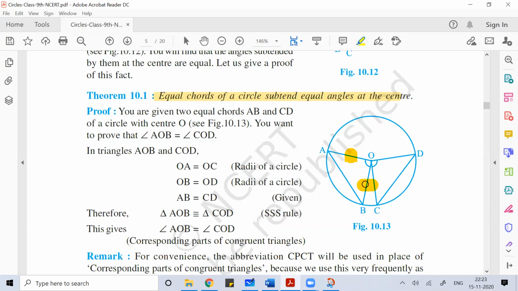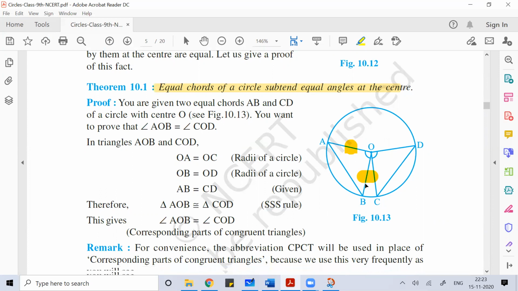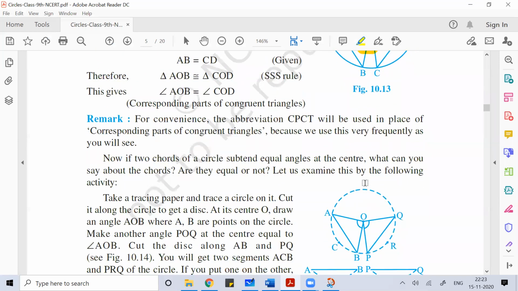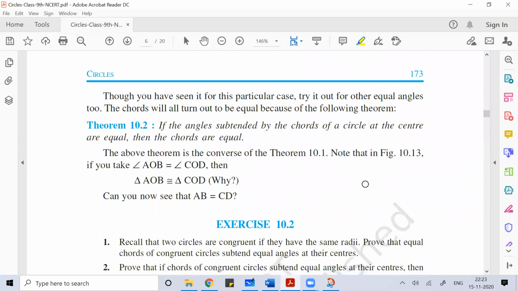So by SSS congruency, you can say that the triangle AOB is congruent to the triangle DOC. If they are congruent, definitely the interior angles of them would be equal. So simply the angle AOB will be equal to the angle COD. So very simple concept. The equal chords of the circle subtend equal angles at the center. It's a very easy theorem, and I hope everyone is understanding.